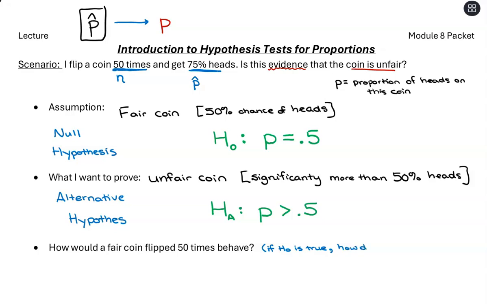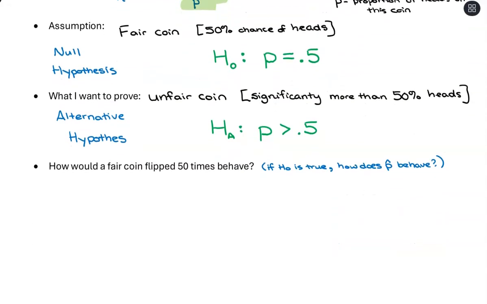how does p hat, our sample proportion, behave? Meaning, if our assumption is true, then how should these sample proportions behave? We're seeing how one sample proportion behaves, but if it's a fair coin, how would all other sample proportions behave? So if we need to understand how sample proportions behave, that means we need a sampling distribution of proportions.